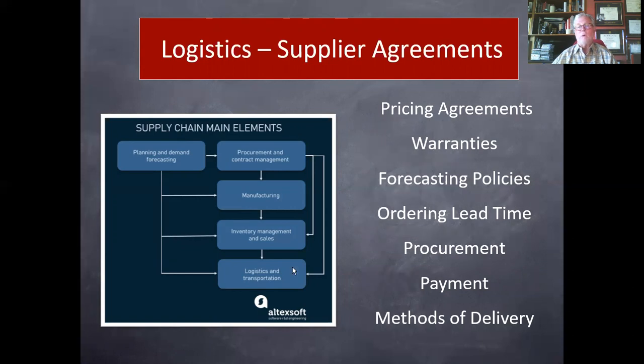Are you allowed to pull forward a month if you need to? What is the lead time? How do you procure or pay for your products? How do you buy them? And how do you pay them? What form? And then how are they to be delivered? And you can see a little bit of a diagram here.